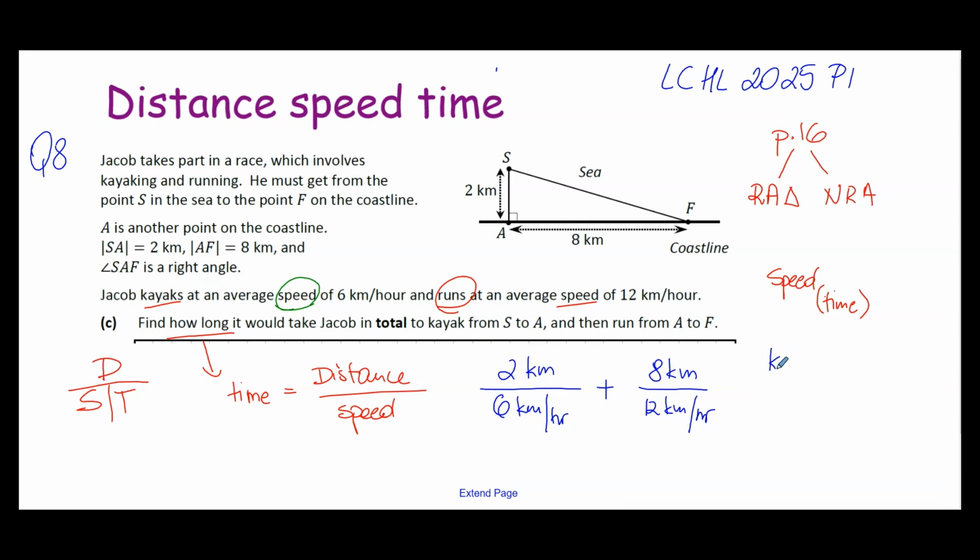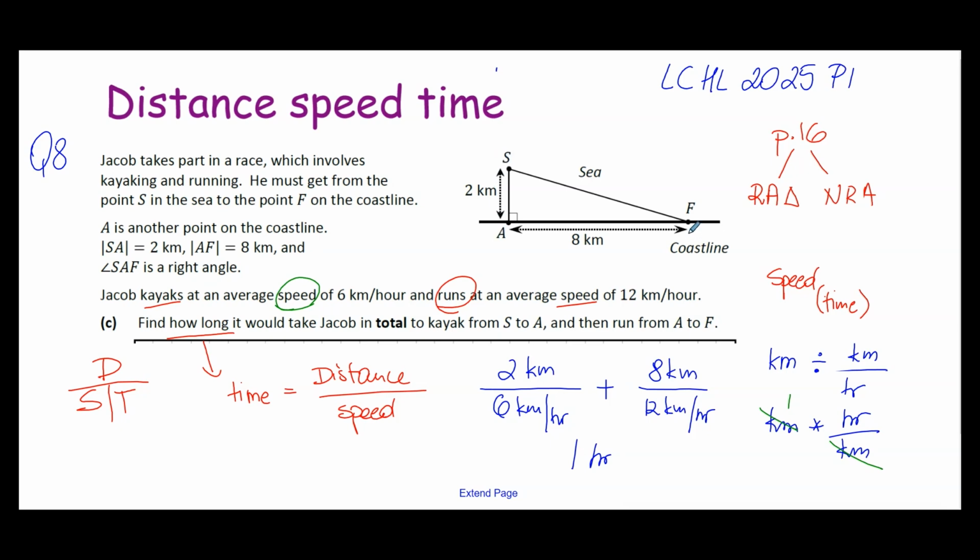How does the measurement work? So I have kilometers that are divided by kilometers per hour. When I am dividing fraction, I multiply and turn my second fraction upside down. And what happens here, kilometers divided by kilometers are 1. 1 multiplied by hour is hour, so our answer here will be hours. So when I put in my calculator 2 over 6 plus 8 over 12, I get 1. So that is 1 hour. That's how long in total it will take him to kayak and then run.